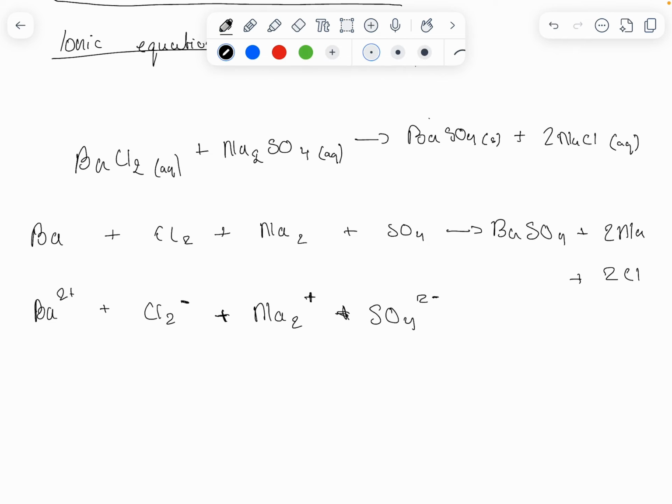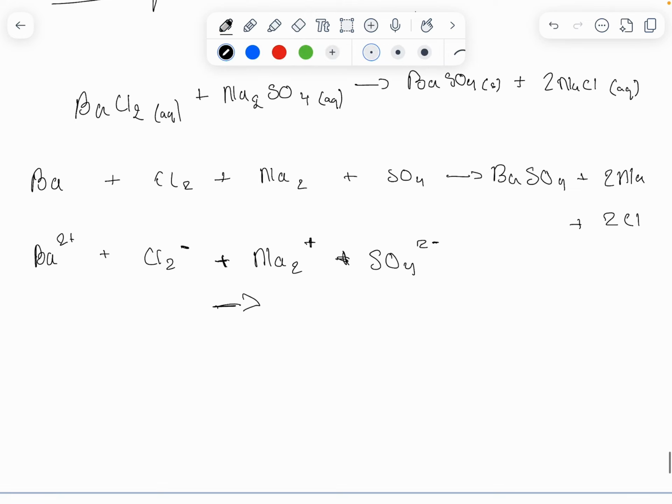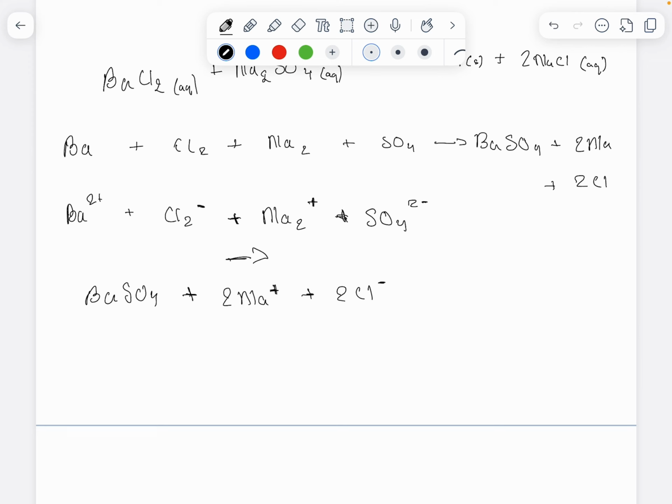Okay. Now, moving on. I will actually write down here because I do not think we have space. We have BaSO4, which remains the same, plus 2Na plus 2Cl. Na we see here, 2Na+ gives plus 2Cl-. Okay, easy enough. Now we have to go through something called spectator ions.